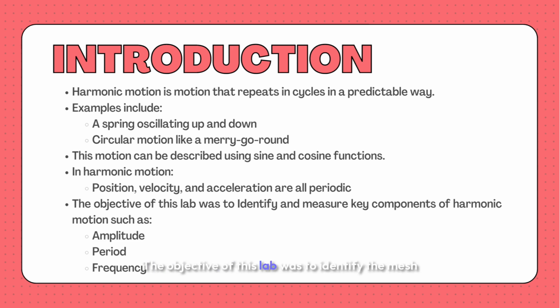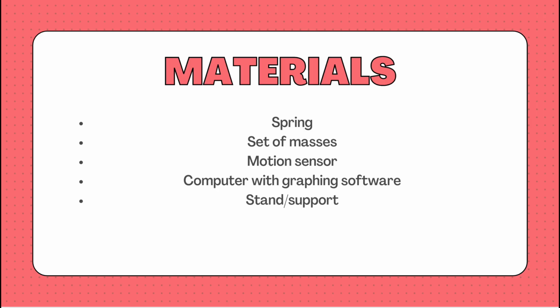The objective of this lab was to identify and measure key components of harmonic motion such as amplitude, period, and frequency. The materials used for this lab were a spring, a set of masses, a motion sensor, a computer with graphing software, and last but not least, a stand support system.